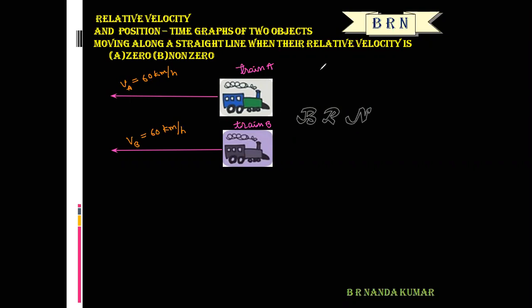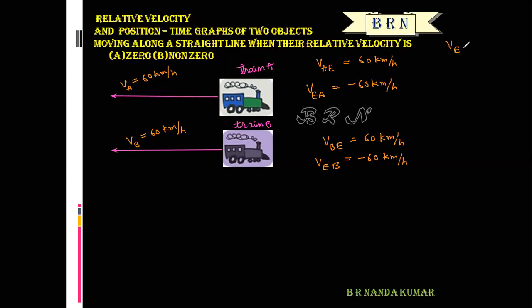So here the velocity of train A with respect to Earth is 60 kilometers per hour. The velocity of train B with respect to Earth is also 60 kilometers per hour. Velocity of Earth with respect to train A is minus 60 kilometers per hour, is it not? And velocity of Earth with respect to train B is also minus 60 kilometers per hour.